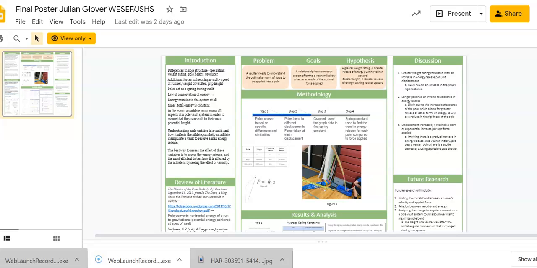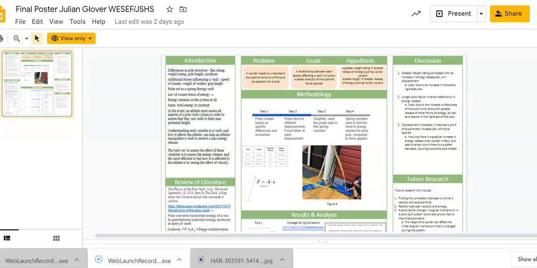Just to introduce my project, pole vault is a track and field event where a vaulter runs with a carbon fiber pole, and they put the pole into a box or a hole in the ground where the pole is then bent and the horizontal momentum is converted to vertical momentum upward to go over a bar.